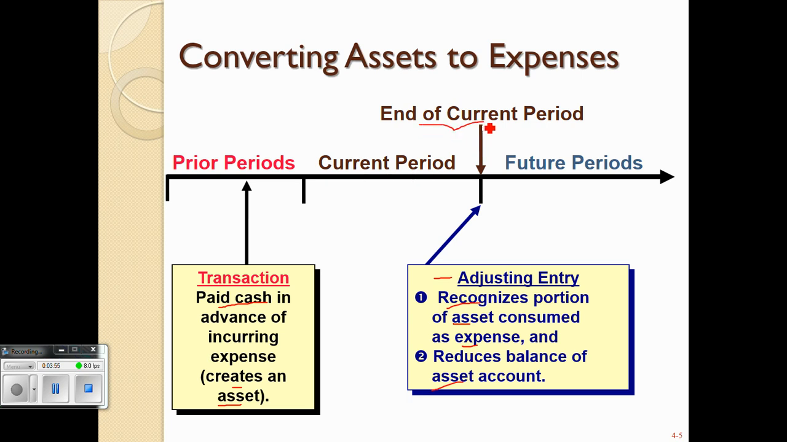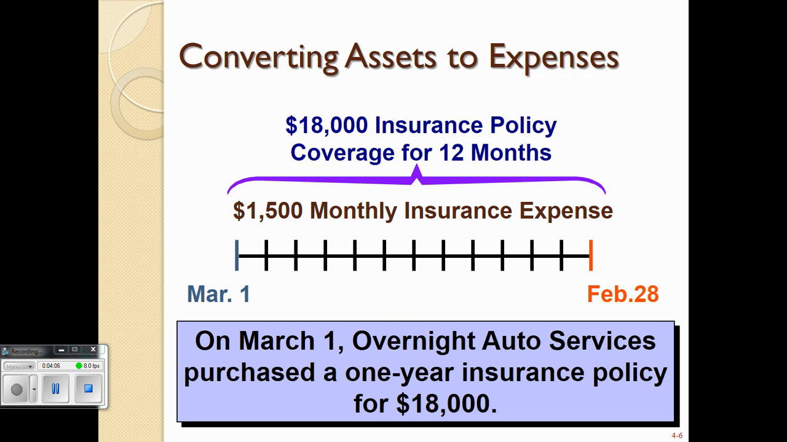Typically, these are done at the end of the current period, probably monthly, depending upon the situation. They might be done quarterly, but as a general rule, they're going to be done monthly. And this is a perfect example. Suppose you paid 18 grand for an insurance policy that was going to cover 12 months. That means there is $1,500 of monthly insurance expense. How did they get the 1,500? They took 18 grand and divided by 12. So every month we should convert $1,500 to an expense.